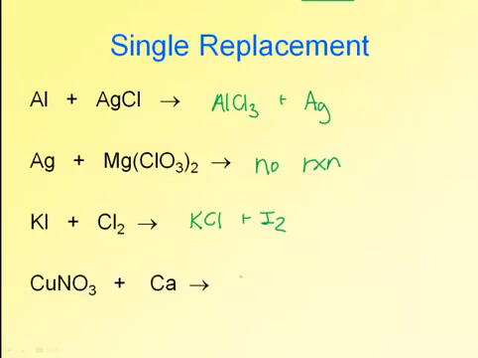Last one, CuNO3 and Ca. What must be true for a reaction to occur? Ca must be higher on the activity series than Cu. And it is, so you write your products. Ca(NO3)2 and Cu by itself.